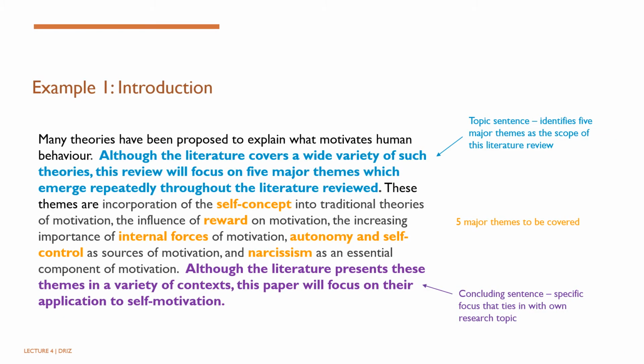This is an example of an introduction. First, there's a topic sentence, as highlighted in blue, that indicates what will be covered in the literature review. In this case, the student identifies 5 major themes on what motivates human behavior. Then the student proceeds with identifying those 5 major themes, or scope of her research, as highlighted in orange. And thirdly, there's also a concluding sentence that tells the reader the specific focus of the literature review that ties in with her own research topic, as highlighted in purple.